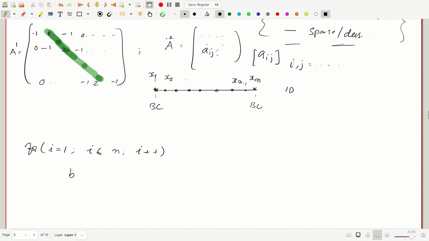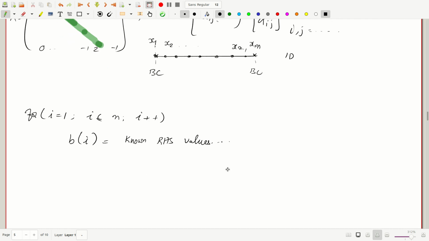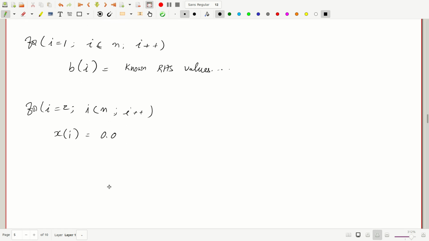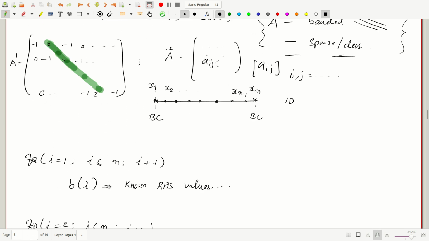Then you would initialize your B of I with the known right hand side values that are specific to the problem. That's your initialization of the right hand side, and you also have to initialize your x vector. So for I equals 1, I less than or equal to n, I plus plus, and because 1 and n are already known, you would initialize only the interior values, I less than n. Then you would initialize your x of I equals 0.